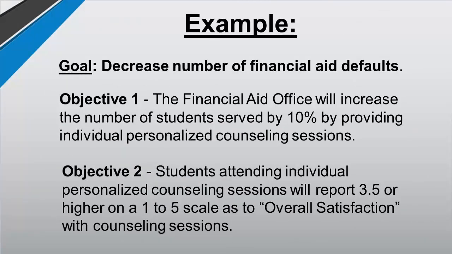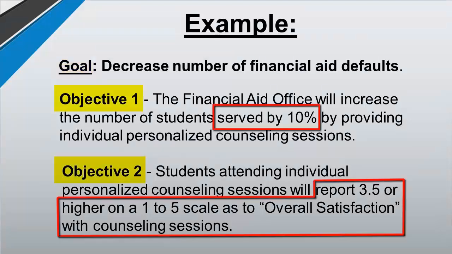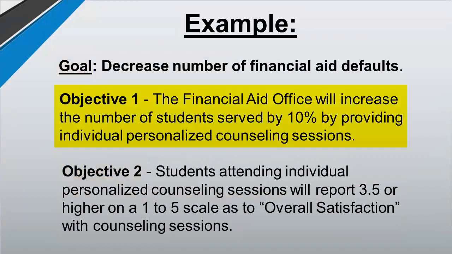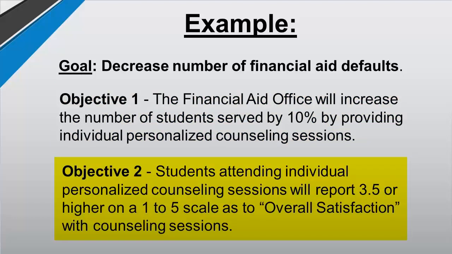To highlight our example, we have listed the goal and two objectives. The goal is a broad statement, and each objective is a specific and measurable statement. Objective 1 states, the financial aid office will increase the number of students served by 10% by providing individual personalized counseling sessions. Objective 2 states, students attending individual personalized counseling sessions will report 3.5 or higher on a 1 to 5 scale as to overall satisfaction with counseling sessions.